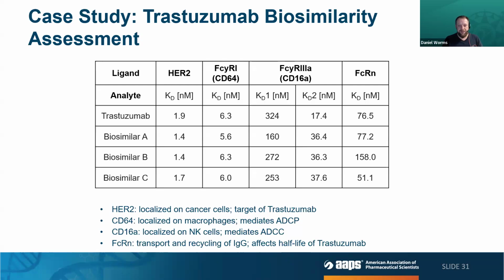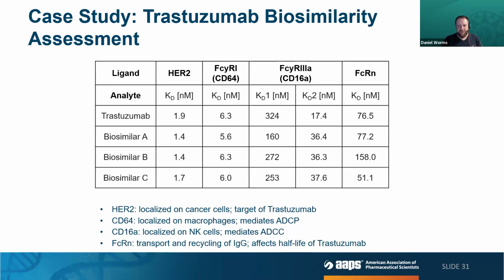So as mentioned before, HER2 is localized on cancer cells and is the main target of trastuzumab. And here we see that the overall affinity of the biosimilars is quite similar to trastuzumab, and slightly lower or a higher affinity in that case. CD64 is a receptor localized on macrophages and mediates antibody-dependent cellular phagocytosis. And also here the affinity values are very similar or slightly higher compared to trastuzumab.